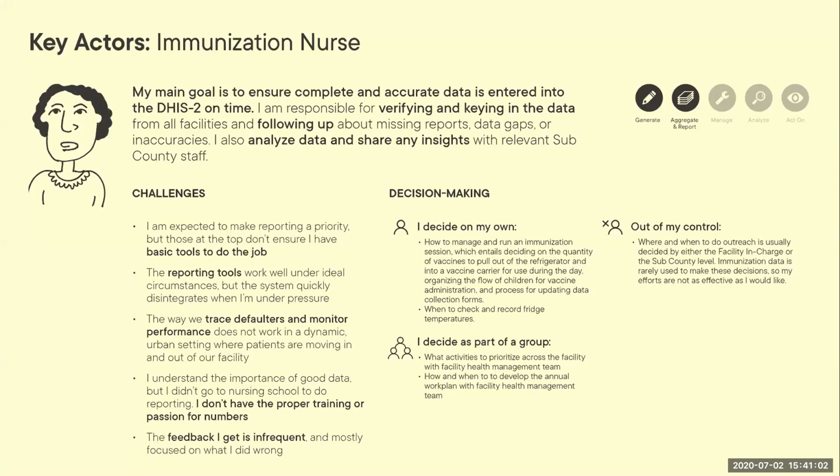The decision-making, and we talked about this in the last webinar, is really a group decision. The nurse will make decisions on just the day-to-day operational things, like how to organize a session, how to track the temperature in the fridge, how to manage the children coming in and out. And as a group, it's more the priority, the health management team, and developing the annual work plan with the health management team, and that's very big group decisions.